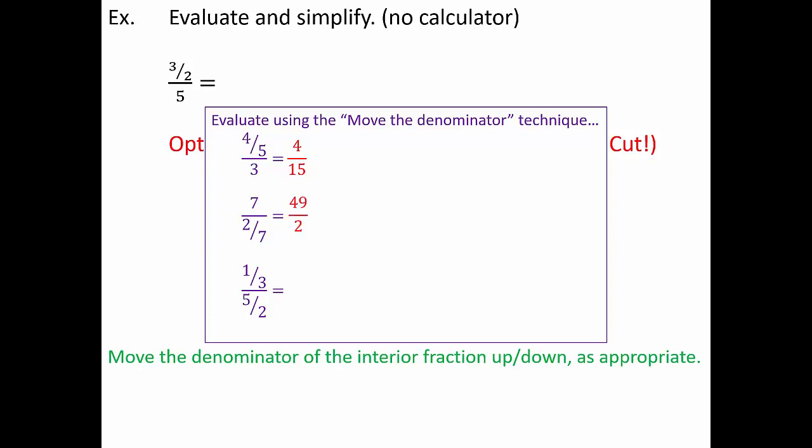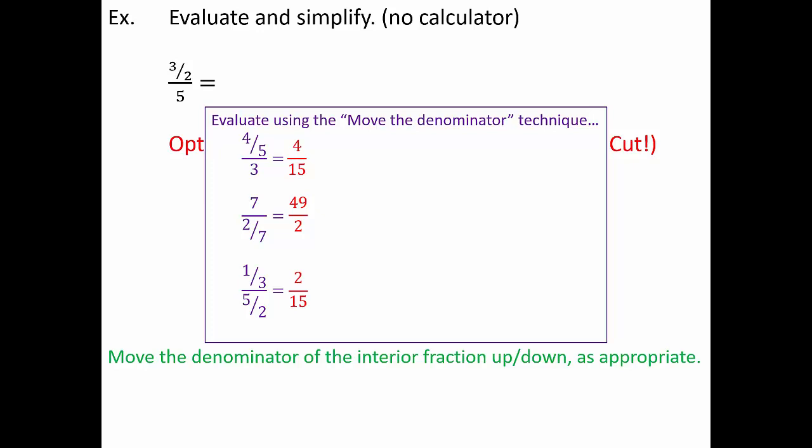And here I have 2 separate denominators, so let's move them both. The 3 is going to come downstairs, the 2 is going to go upstairs. When I move the 3 downstairs, it's going to be multiplied by the 5. When I move the 2 upstairs, it's going to be multiplied by the 1. So 1 times 2, 5 times 3, that's going to be 2/15.